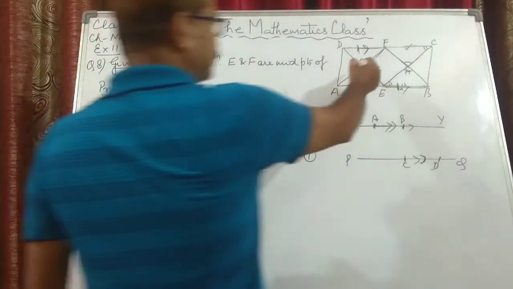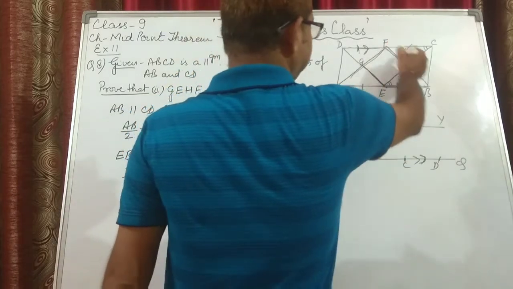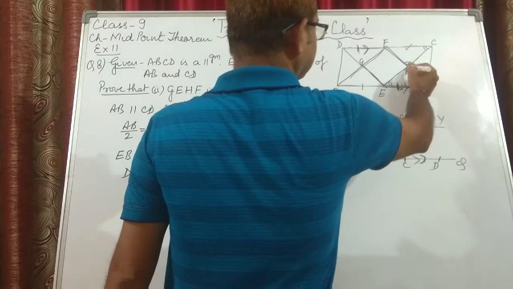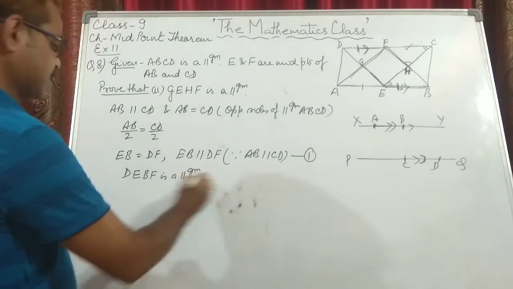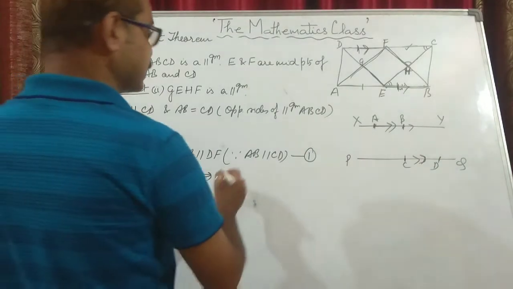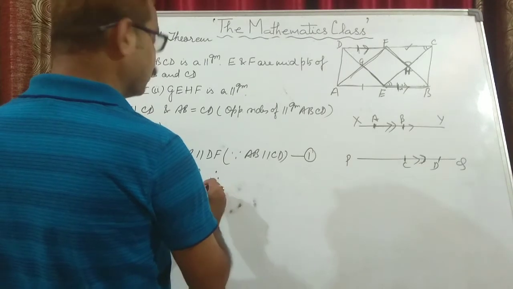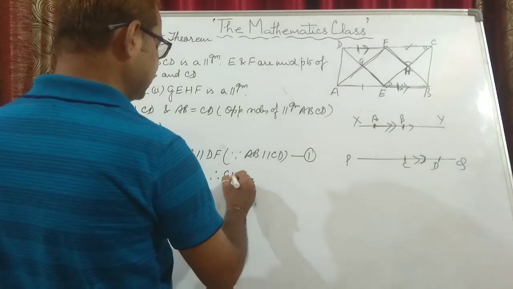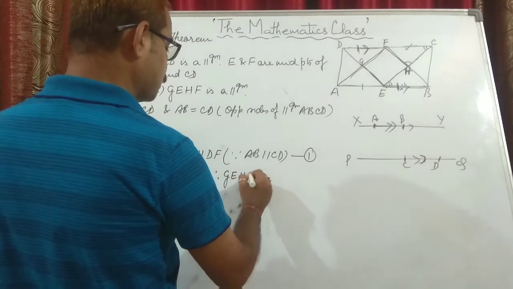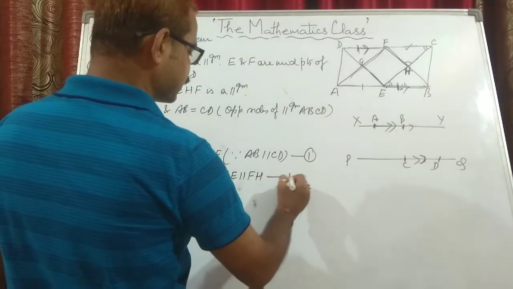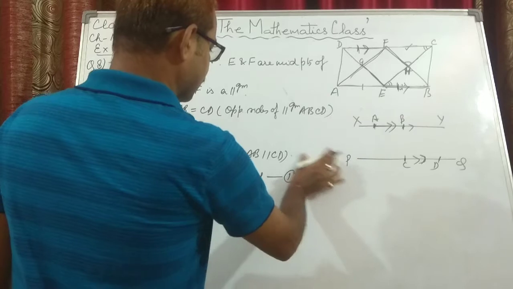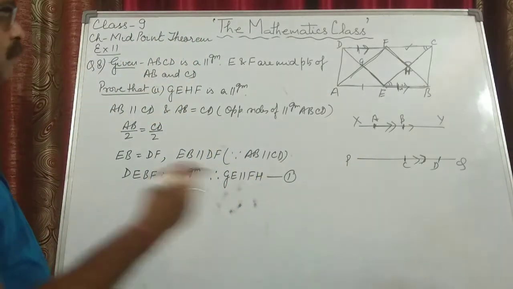It means that GE and FH, it implies that, therefore, we can say that GE is parallel to FH, and this is my first equation. Now let's move on to the other point.